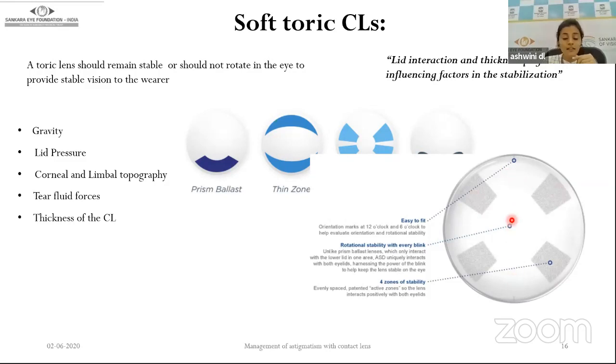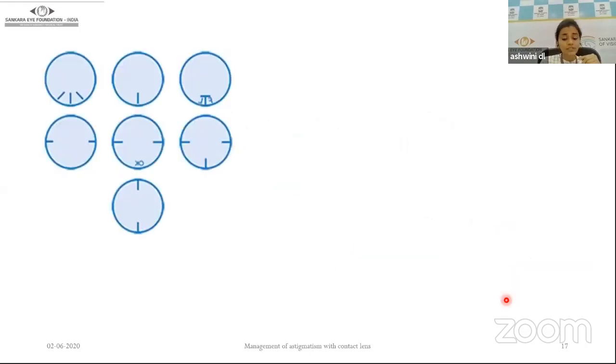As soon as the patient blinks, within a second or within 60 seconds, the contact lens will realign to the original position. Whereas in the other stabilization techniques, the lower eyelid has more interaction with the contact lens than the upper eyelid. Due to the increased thickness in the inferior part, the patient may feel discomfort. So this is one of the advantages of the accelerated stabilization design. In this, the orientation marks will be in the vertical meridian, that is, at 12 o'clock and 6 o'clock. So this was about the stabilization techniques.